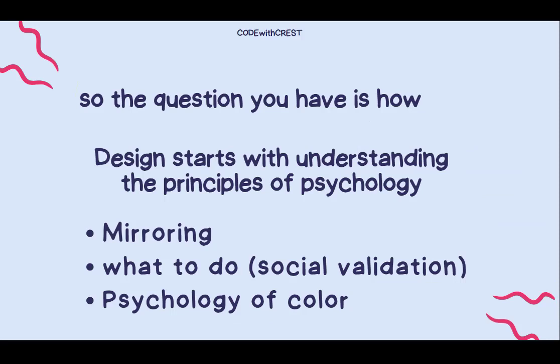So the question you have is how? Design starts with understanding the principles of psychology. There are three principles of psychology normally involved when it comes to designing. The first principle is called mirroring. We have what to do, which is also called social validation, and we also have the psychology of color. You may be thinking, what are we trying to say with all these things?